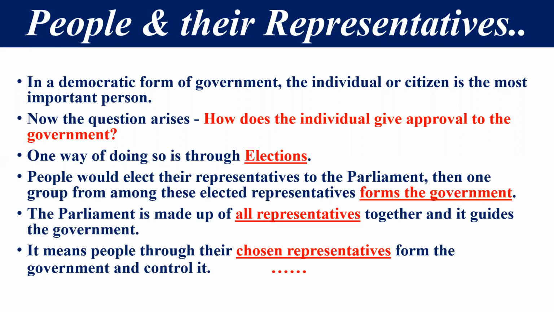Now, if we think about the modern world, democracy has become large. So it is by the method of election that we elect representatives, and these representatives participate in the decision making policy, and through these representatives, we participate in this decision making, and we control the government, right?